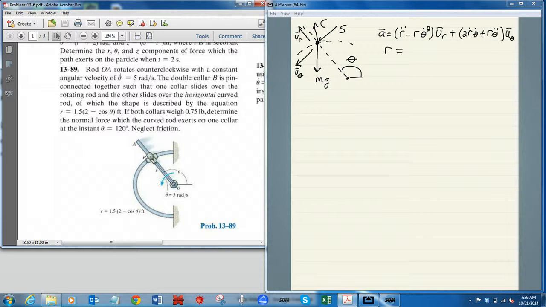They say that R is equal to, because of the circular path, 1.5 times, parentheses, 2 minus cosine of theta, in feet. So what I'm going to do is take a derivative of this thing with respect to time. So I'm going to have 1.5 times the derivative of the cosine, which is minus sine, so that'd be a plus. So this is a sine theta, chain rule, theta dot.